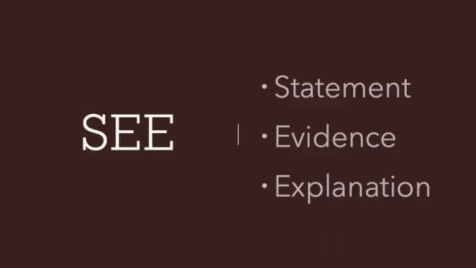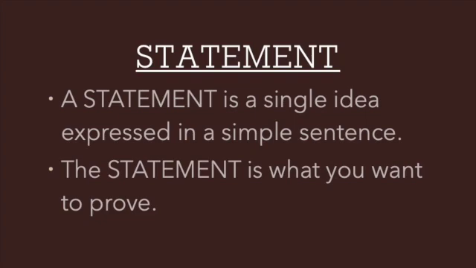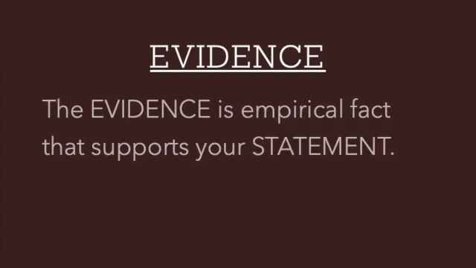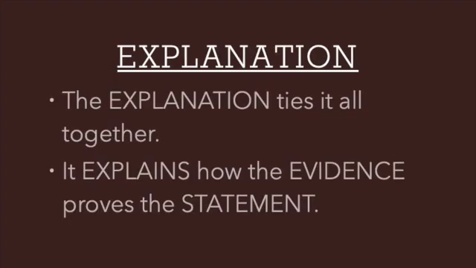And as far as I'm concerned, all of this can be neatly built within the same paragraph form that we had in paragraphs, but within a different construction, it becomes C: statement, evidence, explanation. We all remember from the paragraph, the statement is a single idea expressed in a simple sentence. The statement is what you want to prove. Evidence is the empirical fact that supports your statement, and the explanation ties it all together. It explains how the evidence proves the statement.